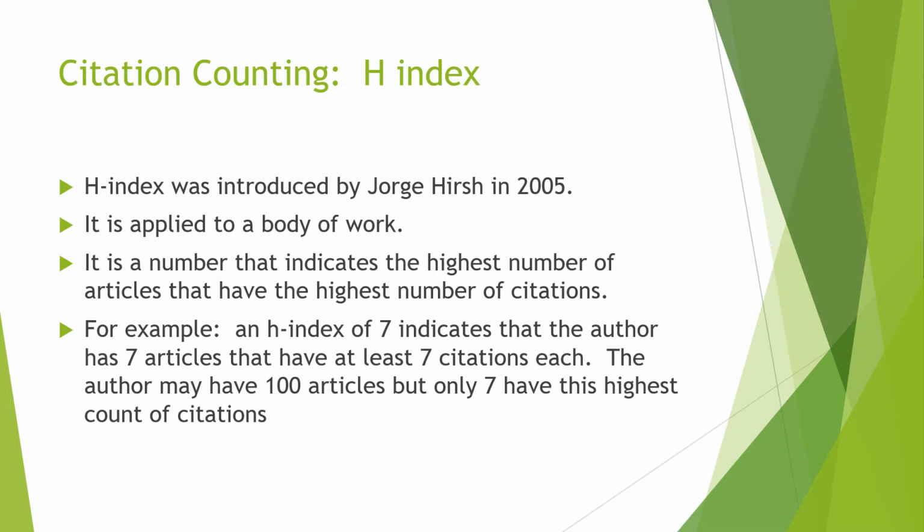I don't know about all of you, but I'm not really much of a math person, so let me give you an example, and I think it makes it clear. I have a friend who has an H-index of 7. That means that she has at least 7 articles that have been cited at least 7 times. Now, she actually has hundreds of articles, but only 7 of them have received 7 or more citations.